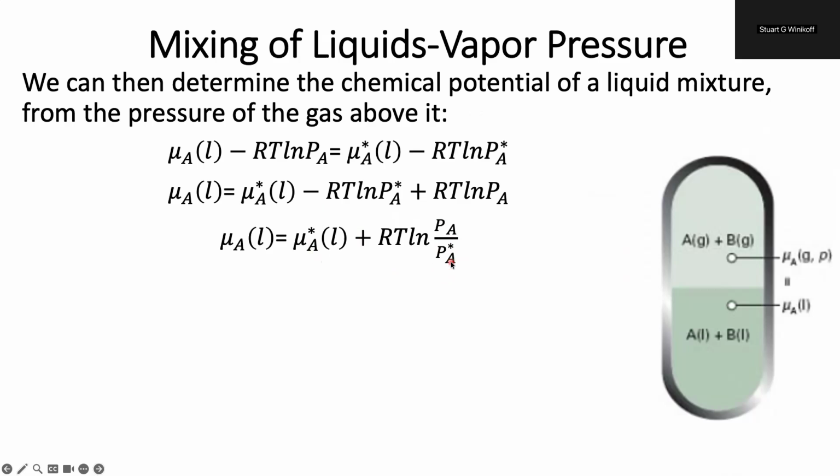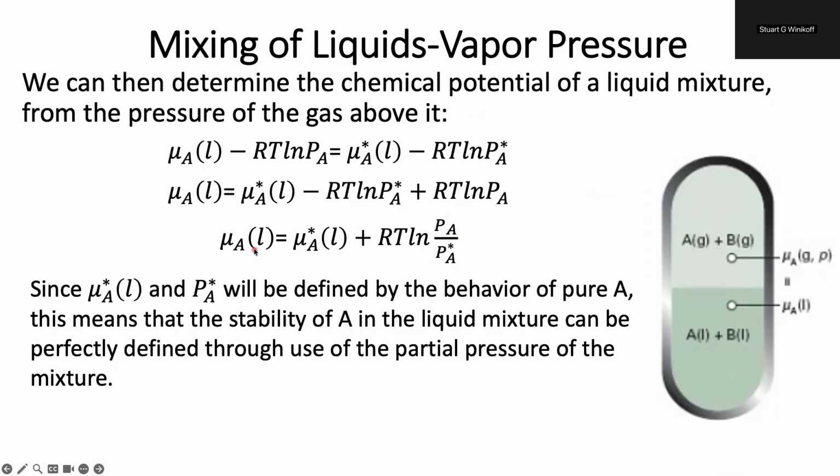Vapor pressure, we can determine this from our phase diagrams. So the only thing we need to know is if I know the vapor pressure of A in my mixture, I know the chemical potential of the liquid in the mixture. So this is actually really nice. And what it shows is that we can define the stability of A based on the partial pressure of the mixture.